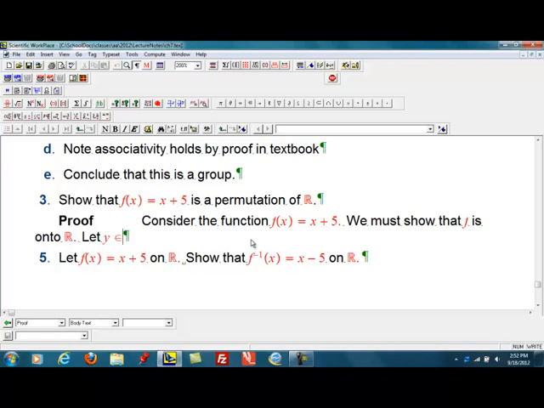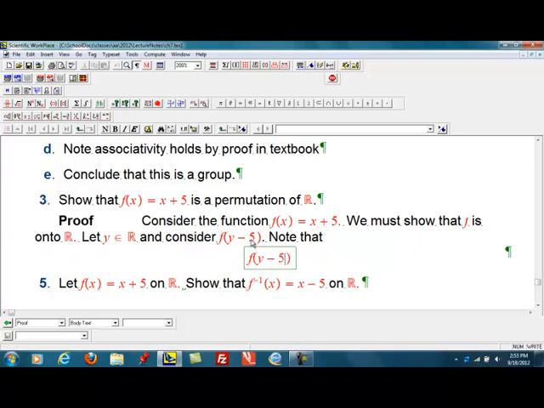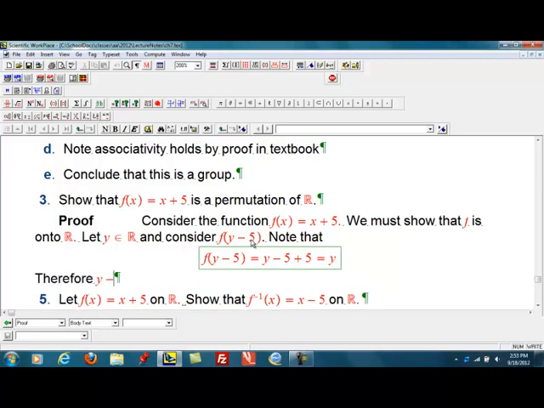So let y be in the reals. And consider f of y minus 5. So f of y minus 5 is equal to, plug it into our function, and what's that equal to? Y. Therefore, what do I know? Y minus 5 is a preimage of y in the reals. Thus, f is onto the reals. We good with that?